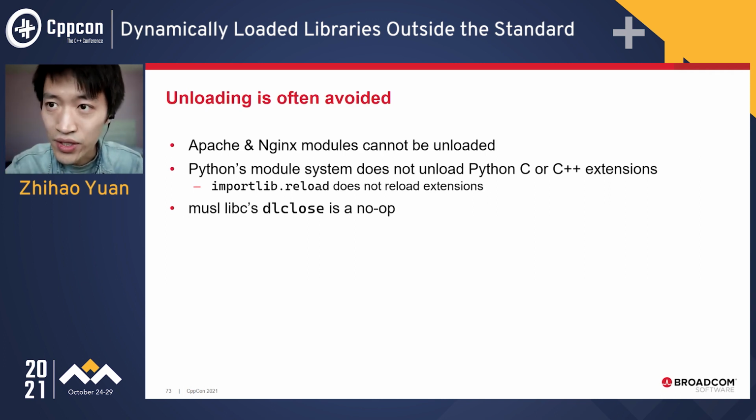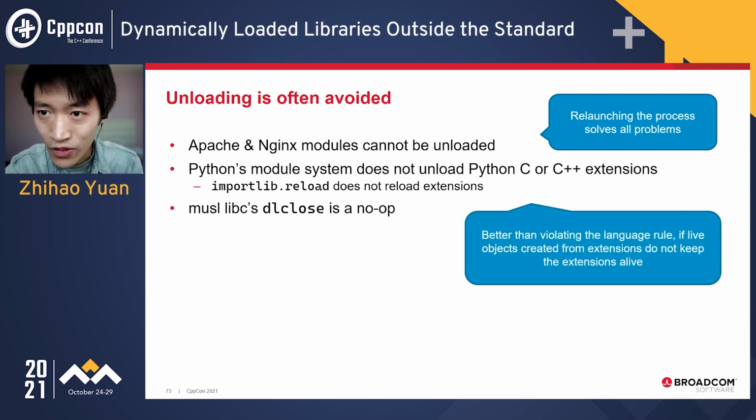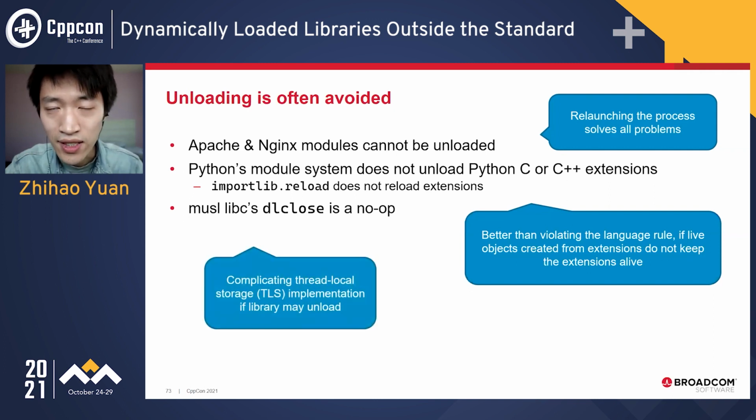And they have reasons to do so. For example, for servers, relaunching the process solves the problem. For Python, it's better than violating the language rule. If the live objects created from extensions do not keep the extension alive, that violates the language rule. But if they do, that's too costly. For musl libc, they list the reason on their website: allowing dlclose to unload the library complicates the thread local storage implementation. I will explain both problems later.